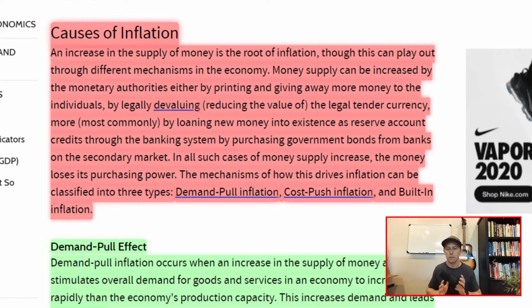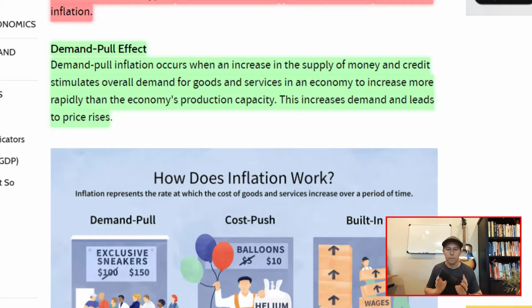Now, the mechanisms on how this drives inflation can be classified into 3 different types: demand pull inflation, cost push inflation, and built-in inflation. So let's take a look at all 3 of those, starting with demand pull. Demand pull inflation occurs when an increase in the supply of money and credit stimulates overall demand for goods and services in an economy to increase more rapidly than the economy's production capacity. This increases demand and leads to rising prices.